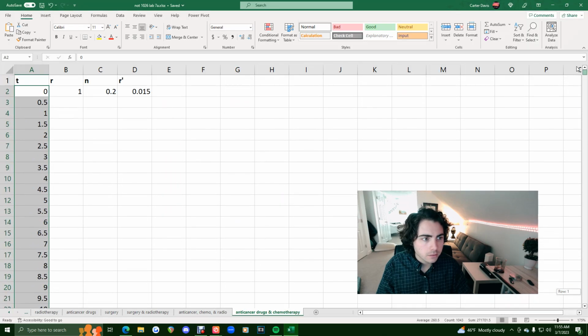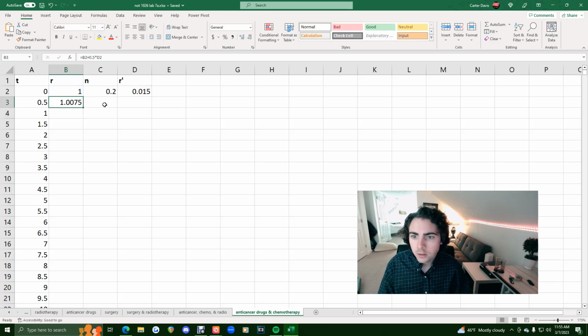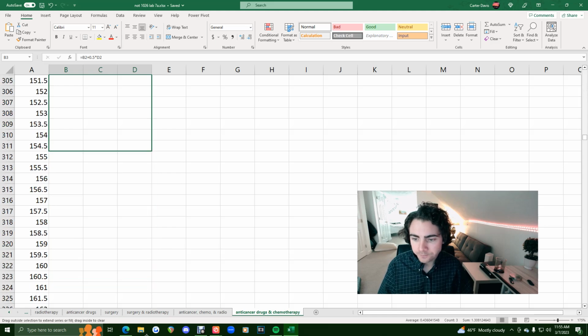Let's get back up. We find our R value by doing Euler's method. So R plus 0.5, the step size, times R prime. Nope, R prime. There we go. We'll drag these two down. Highlight all three. Let's go ahead and drag all three of these down the entire way.